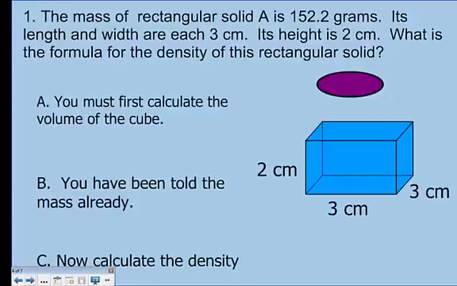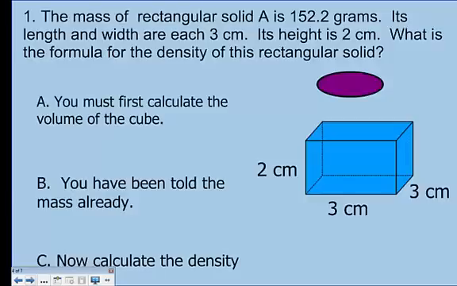Here's a practice problem for you. If the mass of a rectangular solid is 152 grams, its length and width are each 3 centimeters. Its height is 2 centimeters. What is the formula for density of this rectangular solid? So write down the formula.